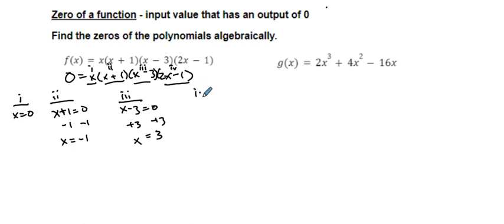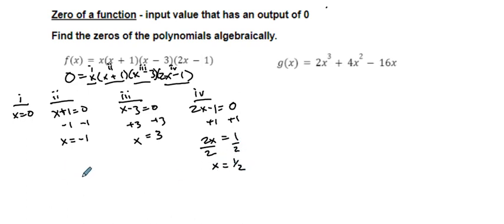Then our fourth case is 2x minus 1 equals 0. This is a two-stepper. You can always tell it's a two-stepper because you have a number as the coefficient and something adding or subtracting to it. So we've got some work to do, but not too much. Let's add 1 to both sides, and you get 2x equals 1. We're going to divide both sides by 2, and you get x is equal to 1/2.